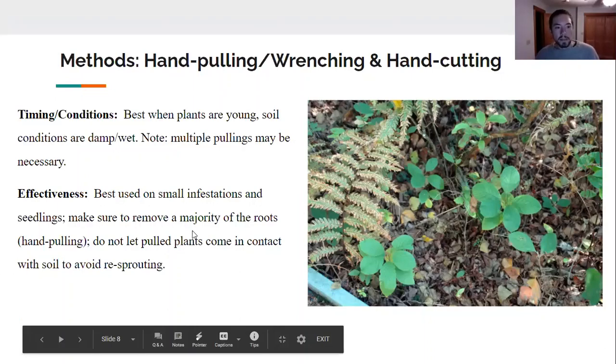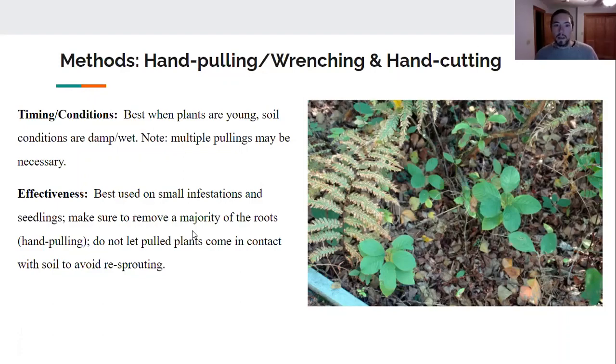And as far as effectiveness, it can be effective on small infestations and seedlings. You've got glossy buckthorn seedlings in the photo to the right. This could be its own webinar, but proper disposal of invasive plant material is pretty important, especially when doing something like hand pulling, where you're removing part of the roots out, because if those plants are allowed to make contact with soil, especially wet soil, it's pretty likely that they will be able to resprout and continue living.